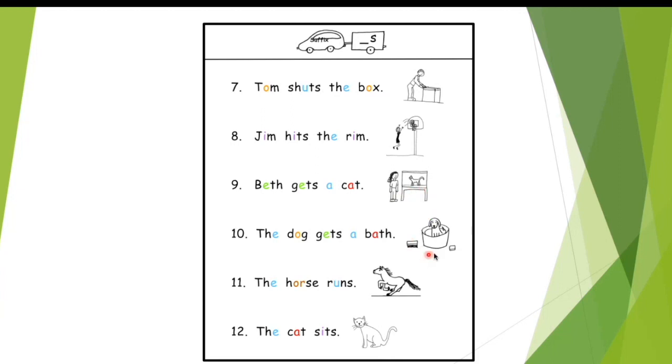All right, next picture. What do you see from here? Oh, it's a dog. What is this dog getting? For us to know, let's try to read a sentence. The dog gets a bath. Oh, the dog gets a bath. So the dog is getting a bath. Lucky dog. Next one.